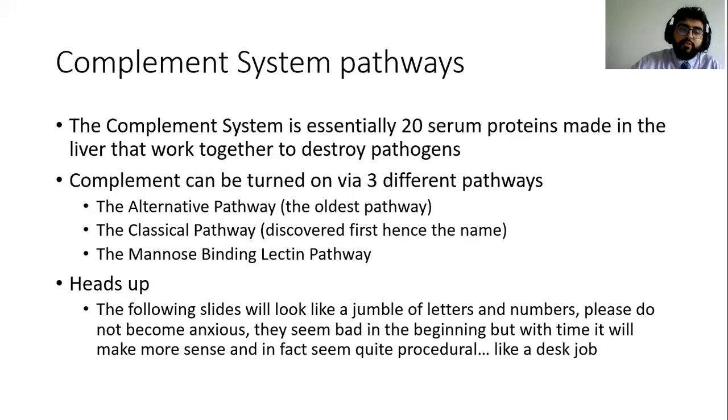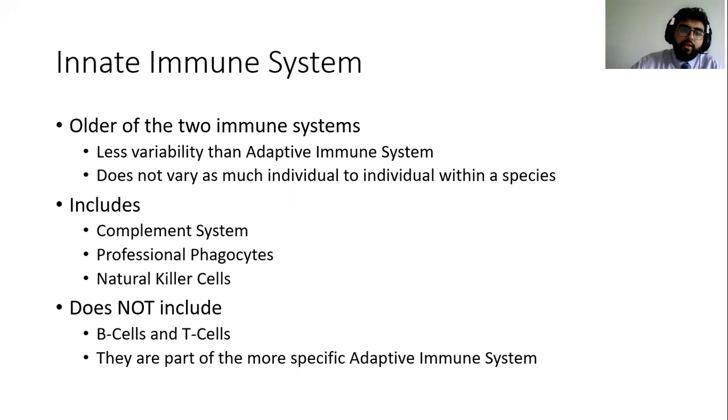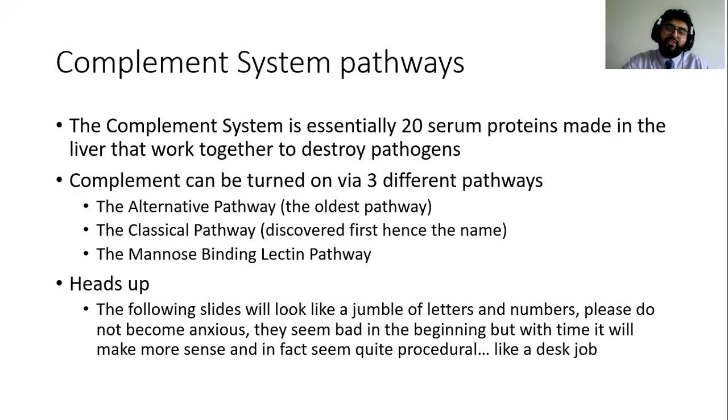So the first thing we're going to talk about in the innate immune system is the complement system, the first thing up here in the first bullet point. Complement is a big mess of letters and numbers. So I encourage you to just repeat, repeat, repeat until you get it. And then eventually it seems like procedural desk work. Very routine. But in the beginning, if you're a little bit intimidated, don't worry. I think most people are. Even the people who've memorized it can still get intimidated just by all those letters and numbers.